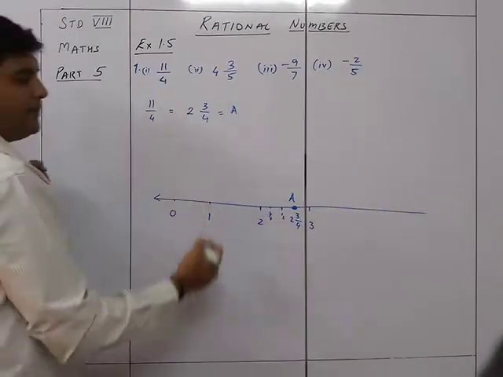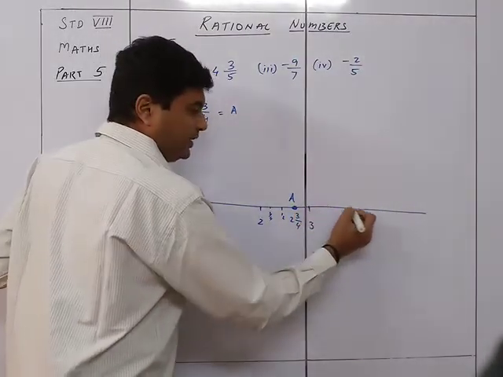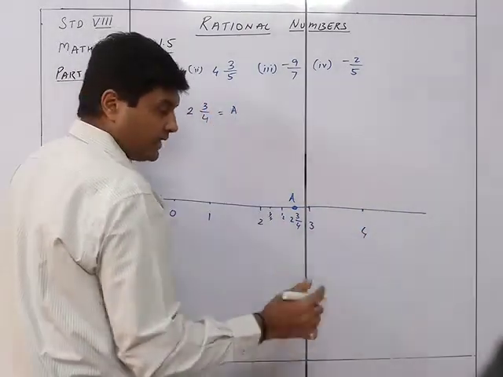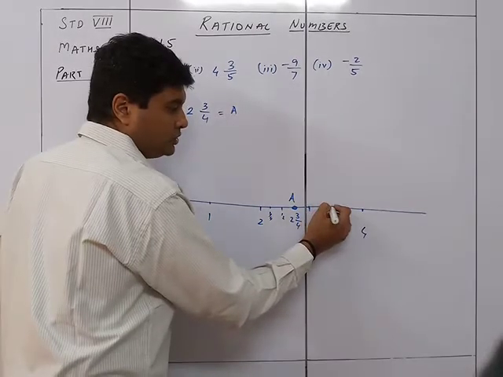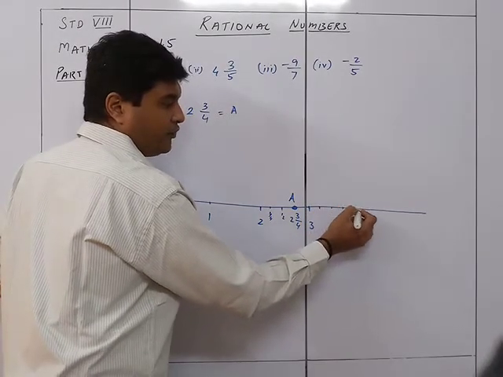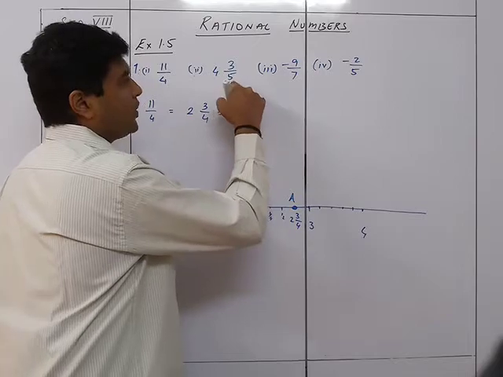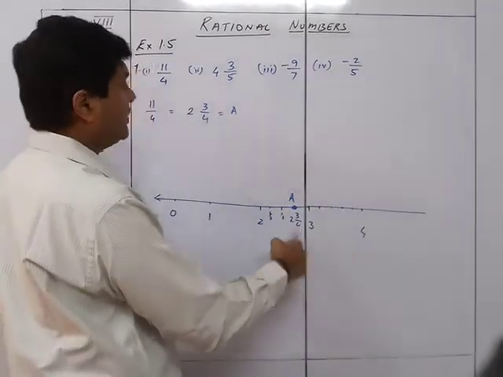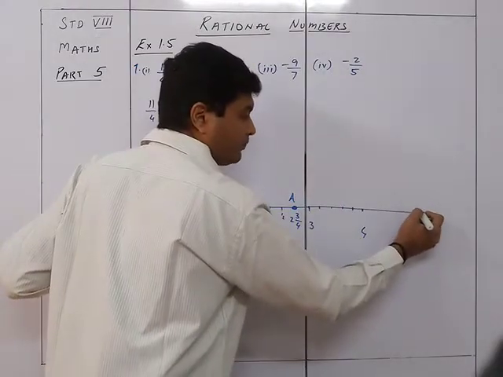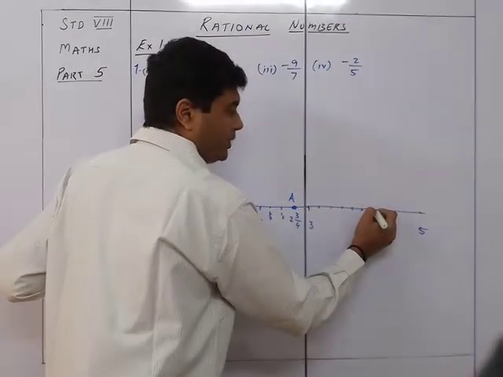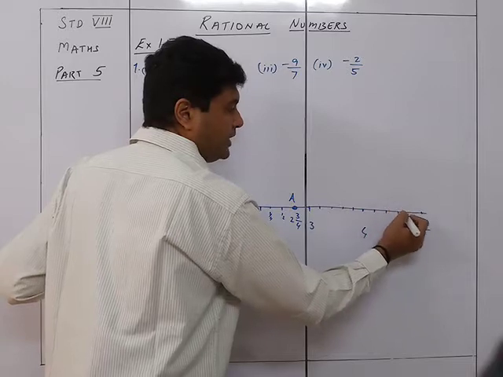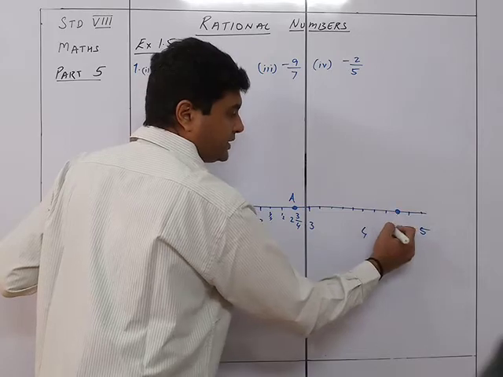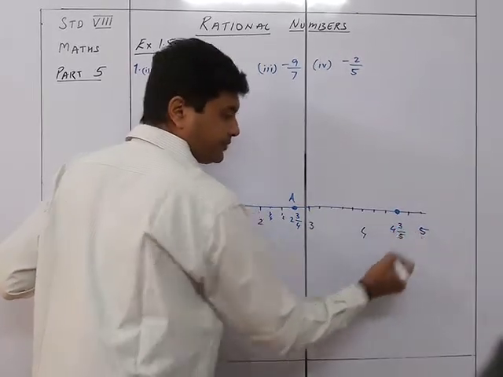The next one is 4 3 upon 5. So from 4 to 5, you are dividing this into 5 parts: 1 2 3 4 and 5. So these are 5 parts. We are talking about 4 3 upon 5, so it will be 1 part, 2 part, 3 part, 4 part, and 5 parts. So this part over here is nothing but 4 3 upon 5.